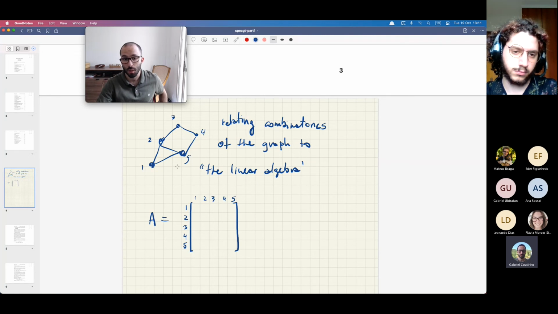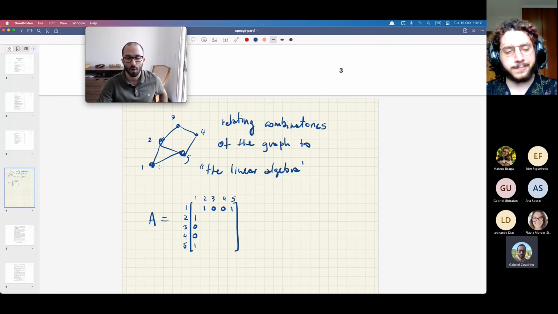So for example, between 1 and 2 there is an edge, which means that here in the 1, 2 entry and 2, 1 entry, I'm going to put a 1. Between 1 and 3 and 1 and 4, there are no edges, which means that here there's going to be a 0. And between 1 and 5, there's an edge, which is given by this one. For all graphs that we will be working on in this course, there won't be loops. Also, there won't be double edges, which is the reason why there are always going to be ones and not 2s, 3s, 4s, or whatever. And because there are no loops, between 1 and 1 there are 0 edges, so this is also a 0.